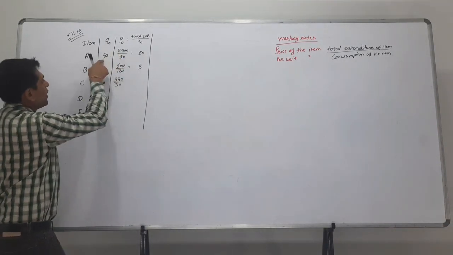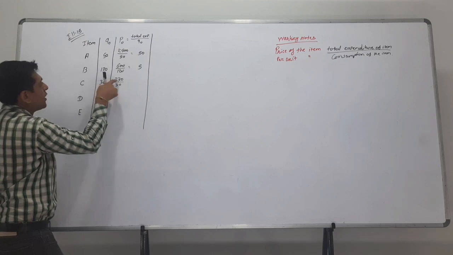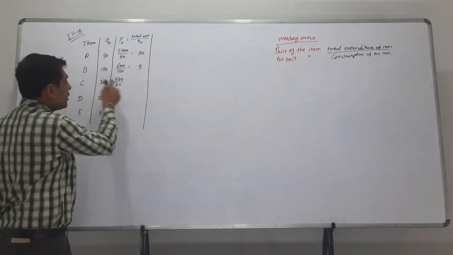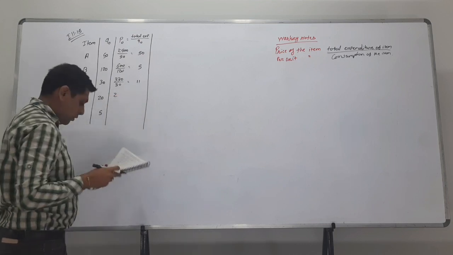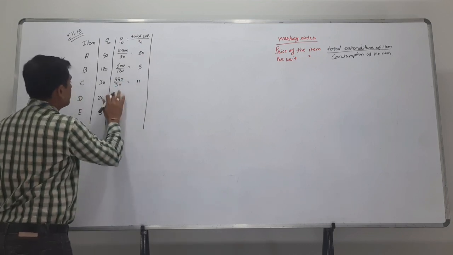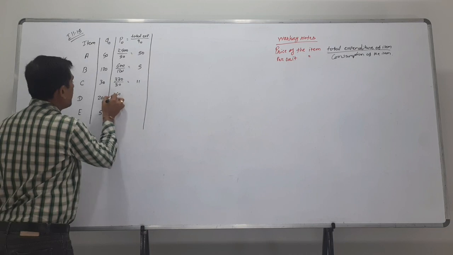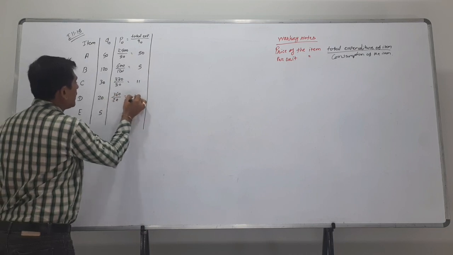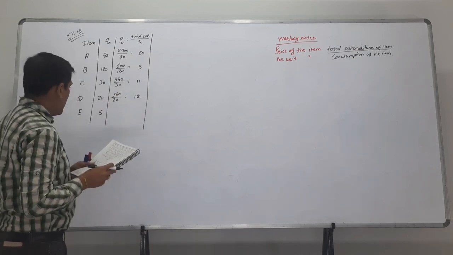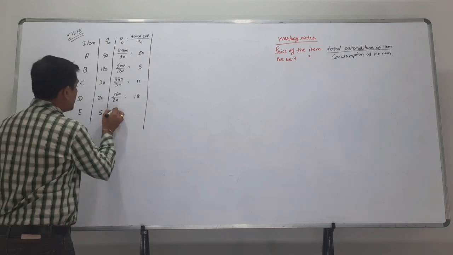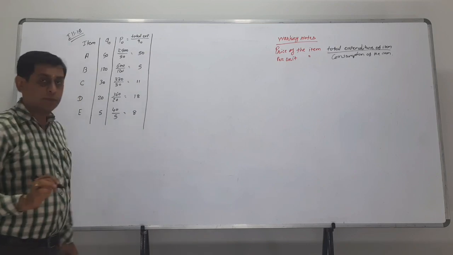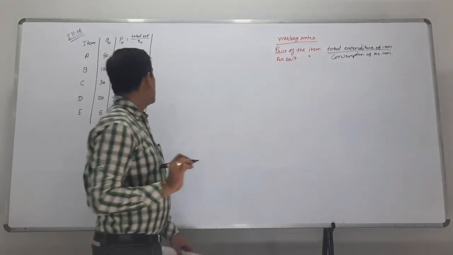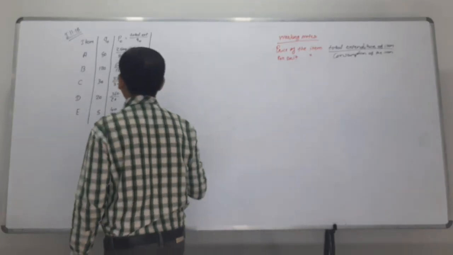Here 2500 divided by 50, 600 divided by 120, 330 divided by 30. So here the answer is 11. Then 360 divided by 20, it is 18. And the last one is 40 divided by 5, that is 8. Okay, so here we are finding out the P0.